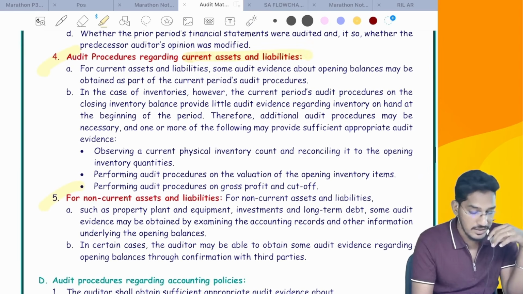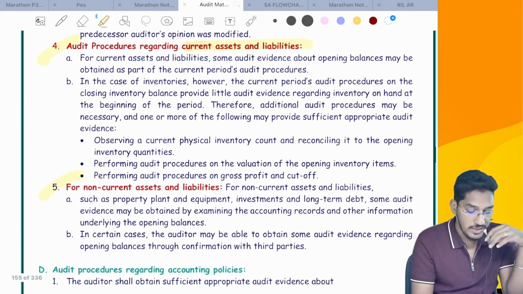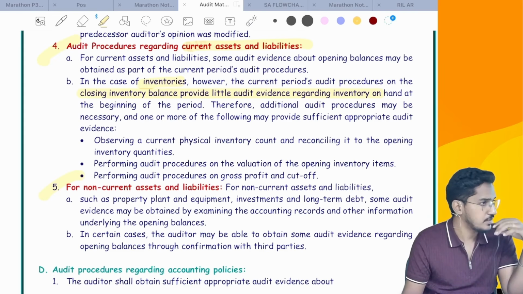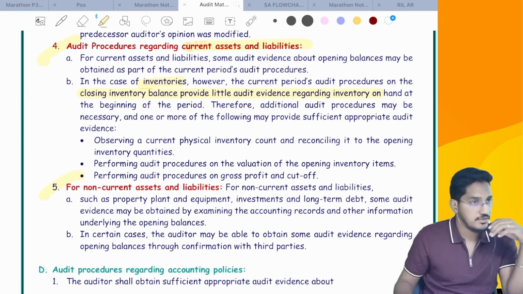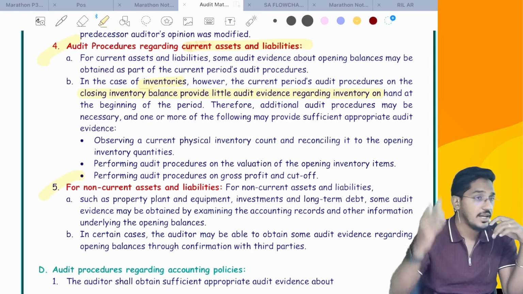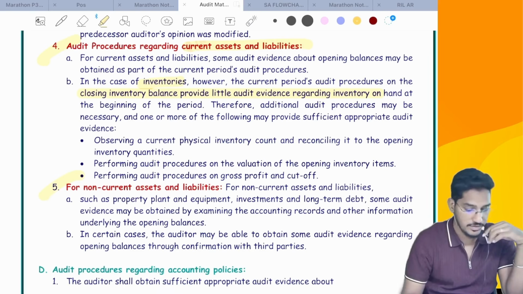So when it comes to current assets and liabilities, what should you do? In the case of inventories, the current period's audit procedures on the closing inventory balances provide little audit evidence regarding inventory on hand at the beginning. See, in the current year, you will do closing inventory verification. That will provide very little evidence regarding opening balances. When you are doing physical verification for the closing balance, you get evidence regarding the current year. From that, you will not get any evidence regarding opening balances.